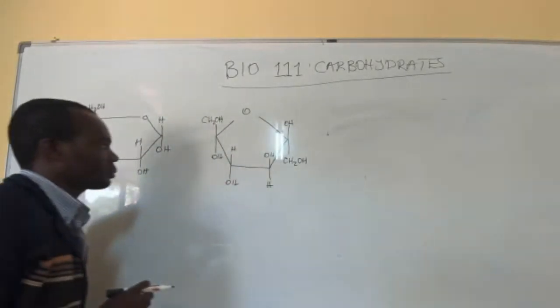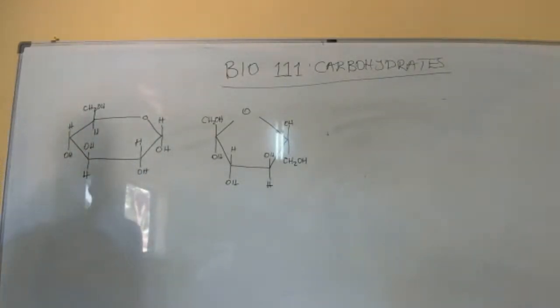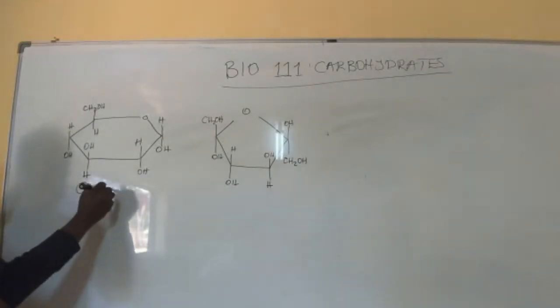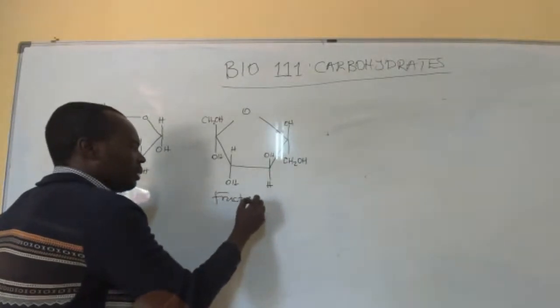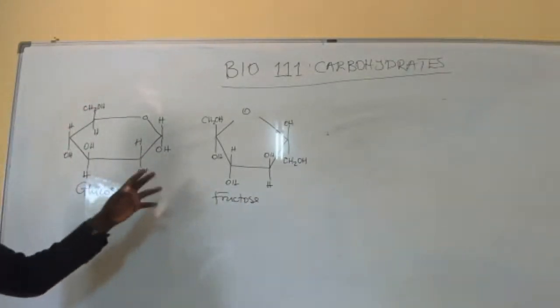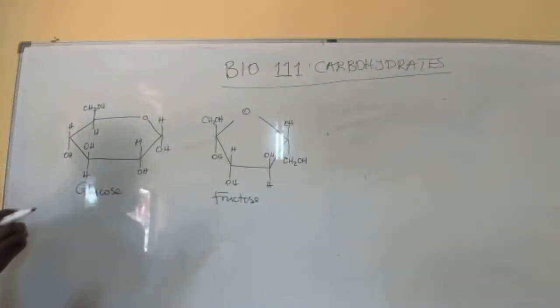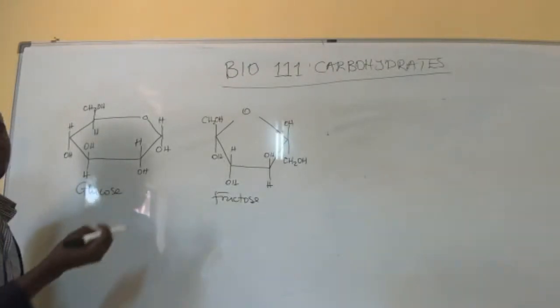Okay, so this is your glucose. This is your fructose. By definition, structural isomers are compounds that have the same molecular formula but different structures.